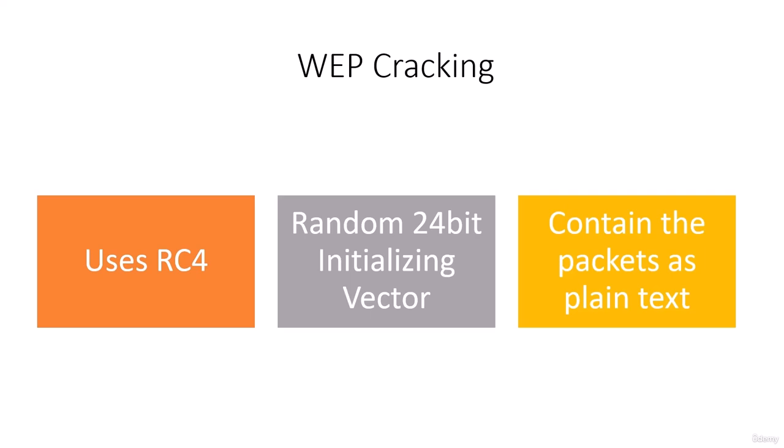Once we have two packets that have the same initialization vector, we can use a statistical attack to determine the key stream, and after that determine the WEP key. So from the above we know that the more IVs, or initialization vectors, that we collect, the more likely it is that we will successfully crack the WEP key.